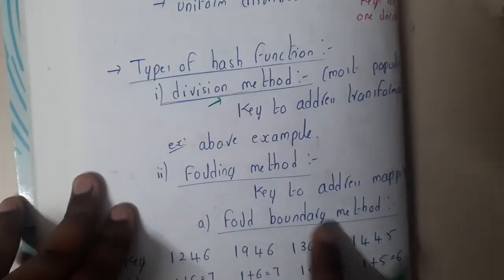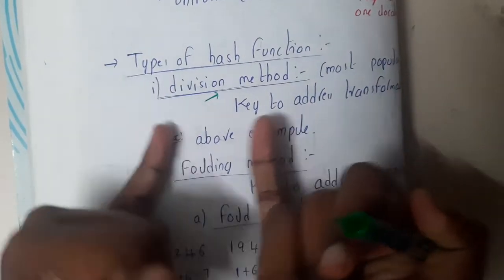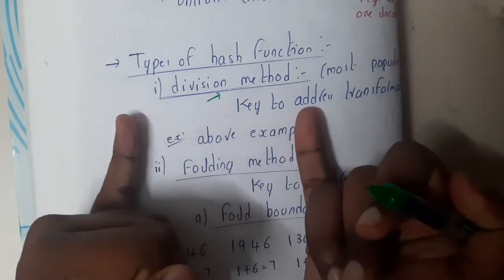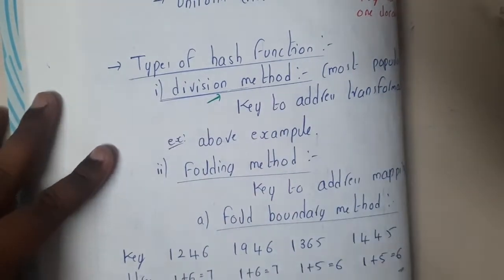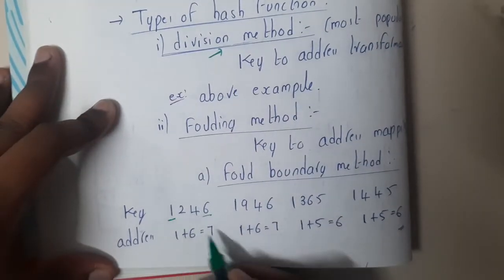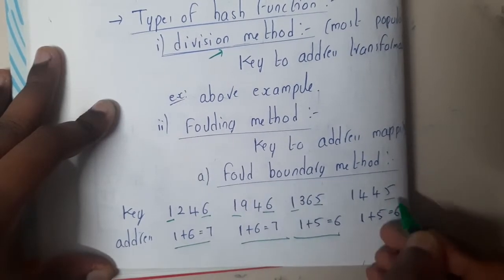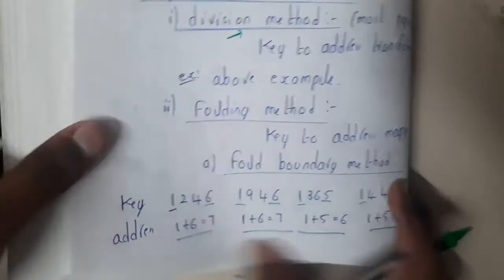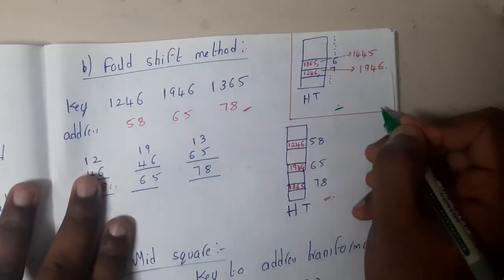So the folding boundary method. If you are having a huge number, you add the last two elements to get a unique number, and that number will be your location, guys. So here 6 plus 1 is 7, 6 plus 1 is 7, 5 plus 1 is 6, 5 plus 1 is 6. So these are your locations, and you will be directly pushing the keys there. That's it. Got it?